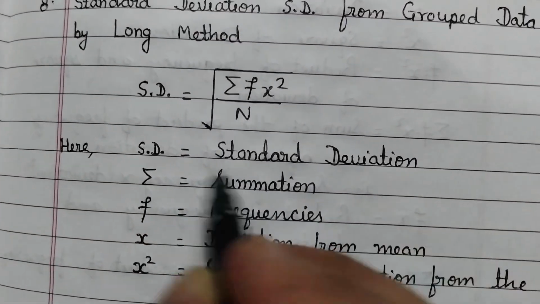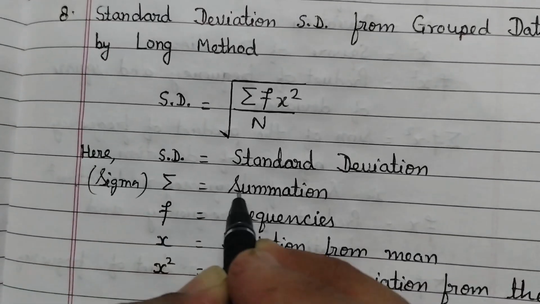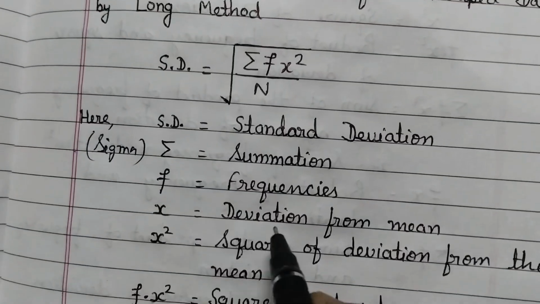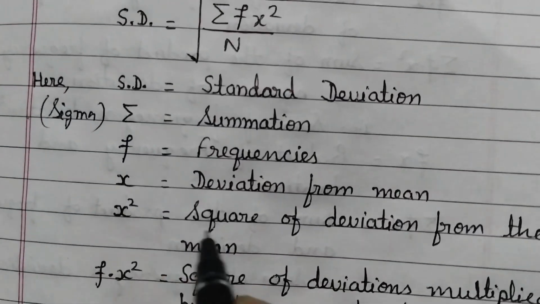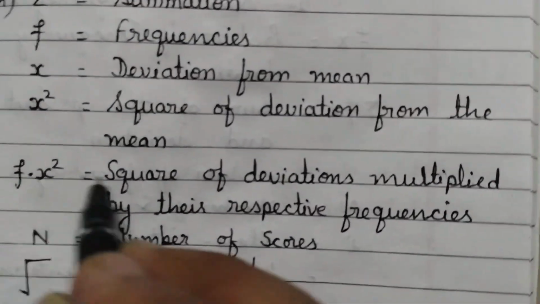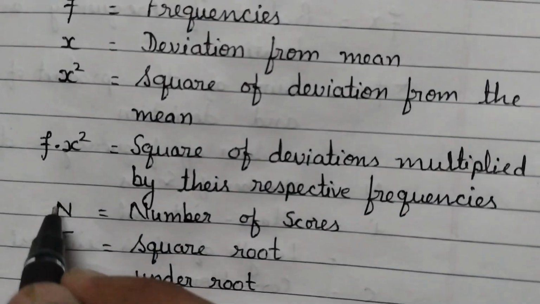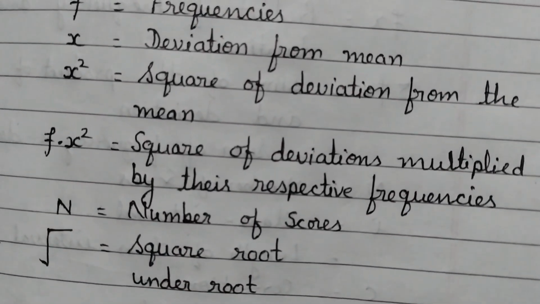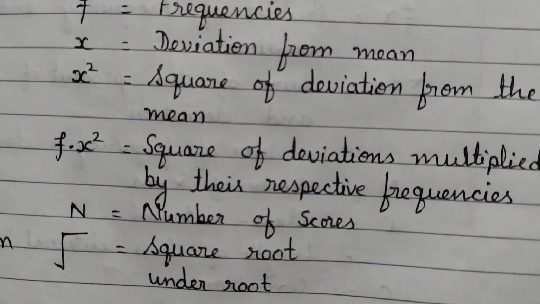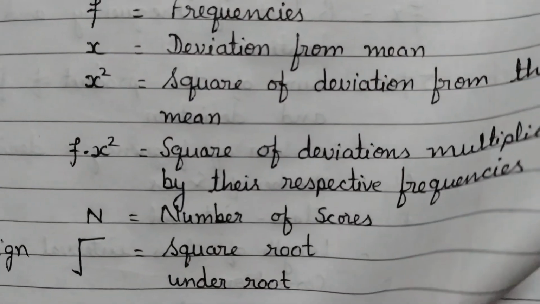SD is called standard deviation. This is called sigma, used for summation. F means frequencies. X is equal to deviation from mean. X square is equal to square of deviation from the mean. F multiplied by x square is called square of deviation multiplied by their respective frequencies. N is equal to number of scores, and this sign is called square root or under root. So this is all about formula 8, that is standard deviation from group data by long method.